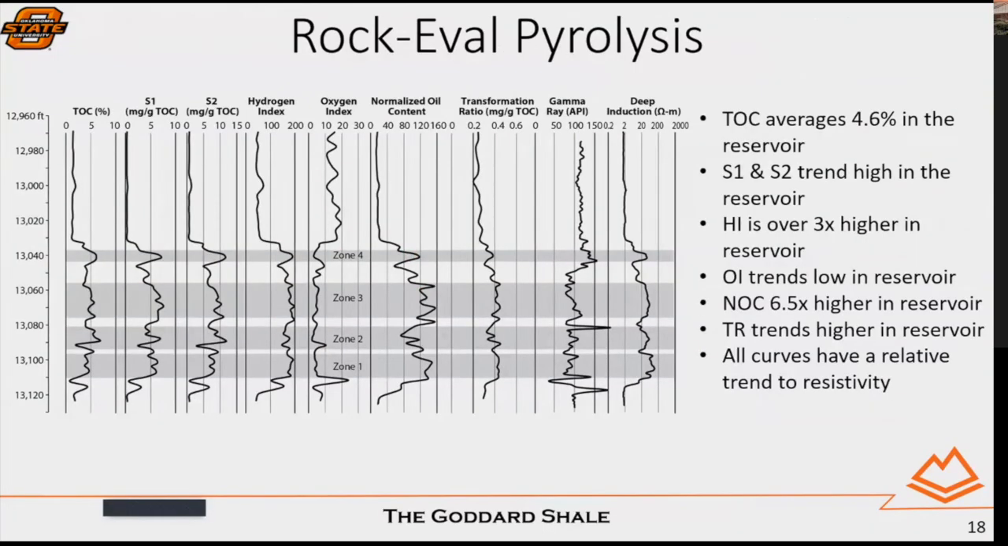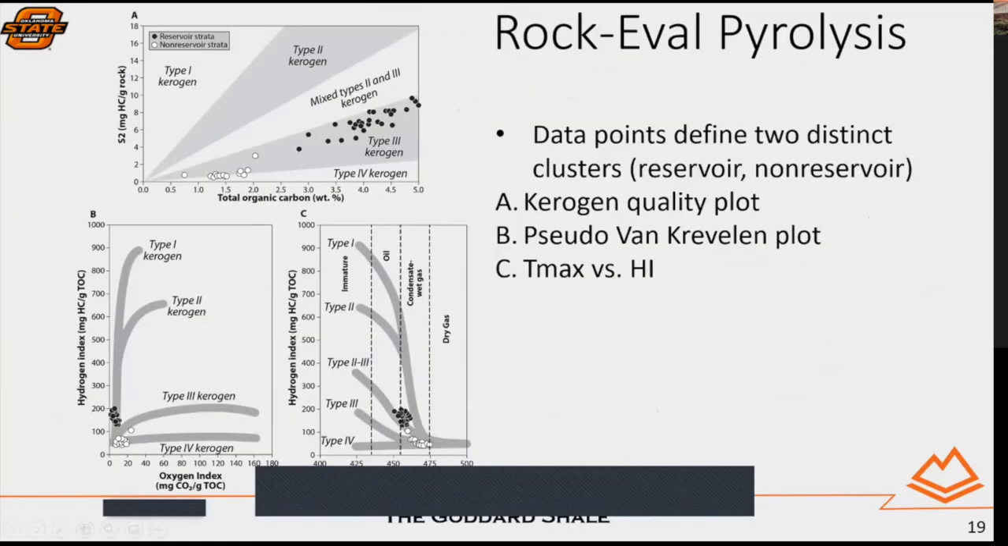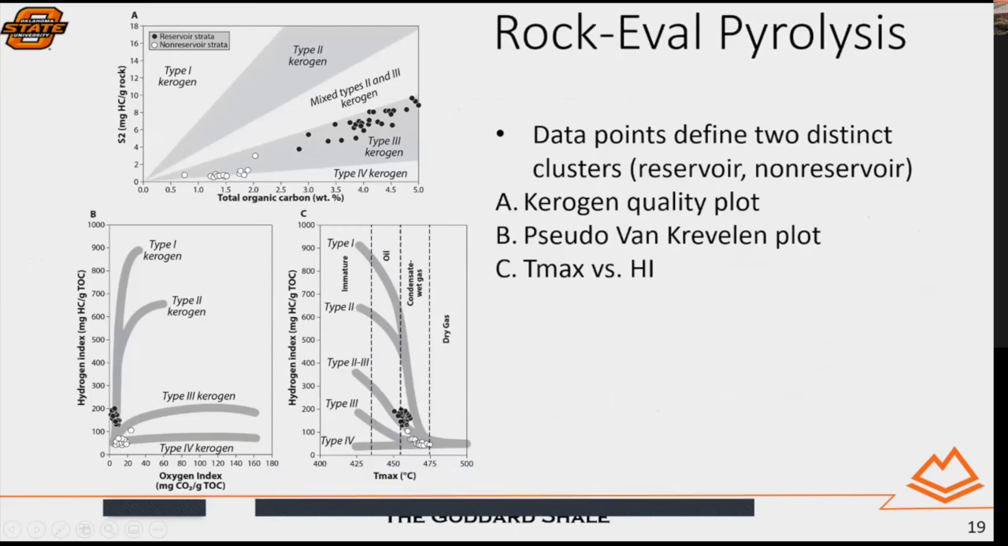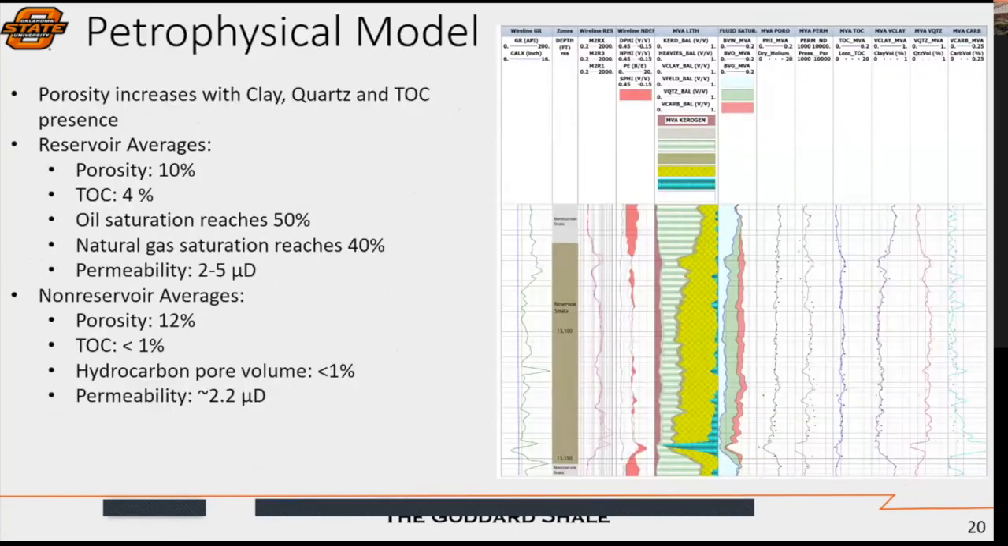And if you want to flip to 19, this is more Rock-Eval data. Okay, if you want to go to 20, this is a petrophysical model that was built. And then if you want to go to 21, I'll pick up right here.